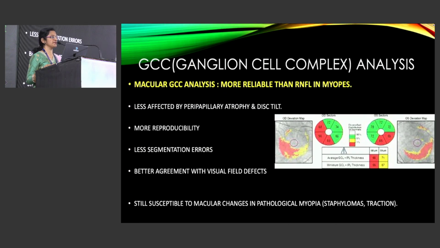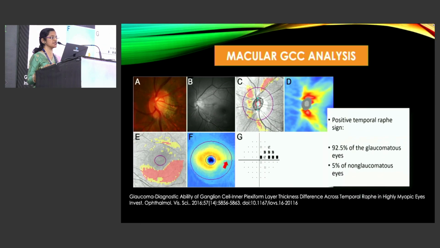So in these patients, a more reliable measurement would be assessing the ganglion cell complex, because it is less affected by the peripapillary atrophy and the disc tilt, and has more reproducibility with lesser segmentation errors and better agreement with the visual field defects. So that would be a better option in myopic patients. But still the macula is susceptible to changes due to staphyloma formation and traction and all. And the positive temporal raphe sign is more suggestive of glaucomatous patients.